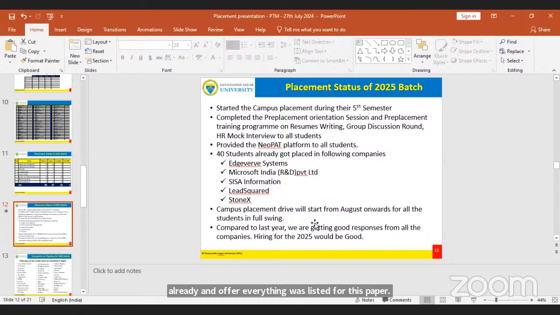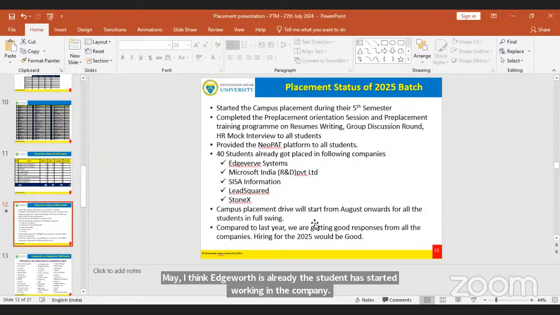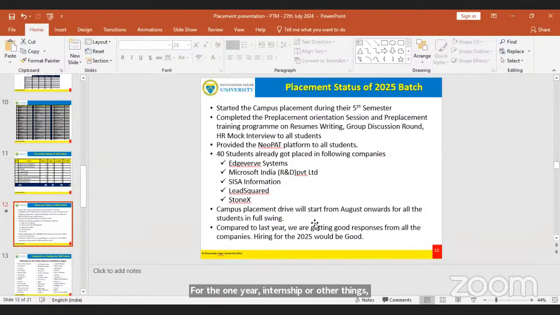And I think Edgeware and CSA students have already started working in the company for the 1-year internship or other things. And LeadSquared people are also going to join in the month of August. StoneX people who got selected are going to join in the month of January.